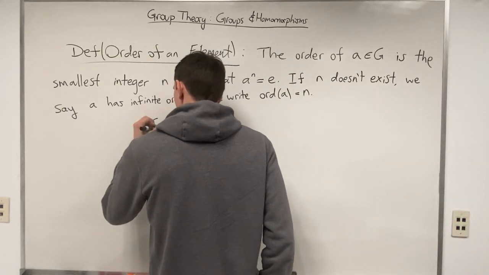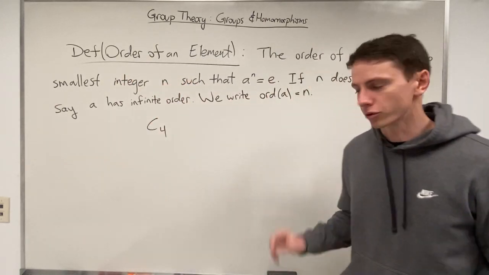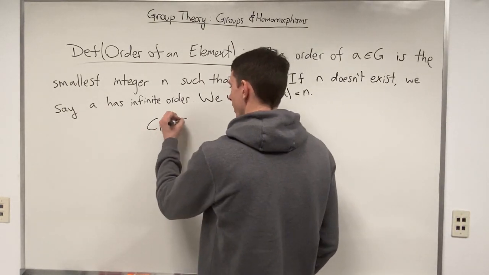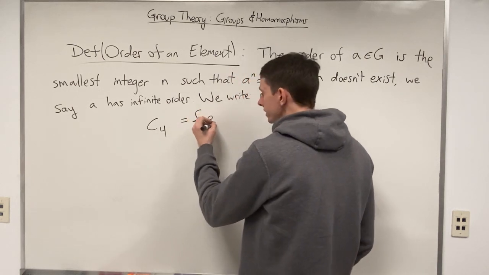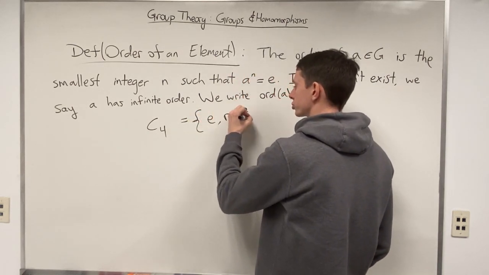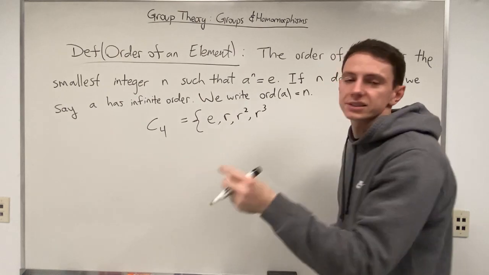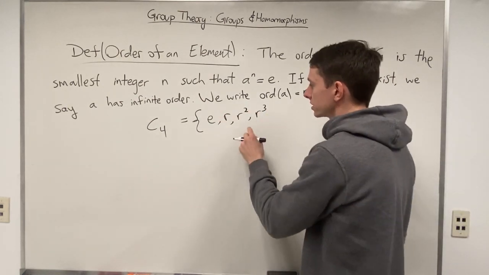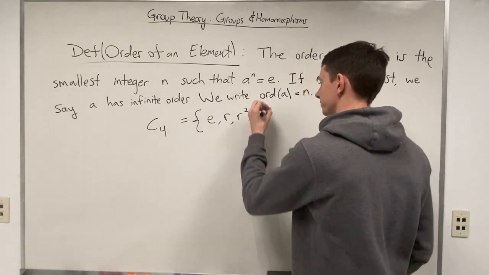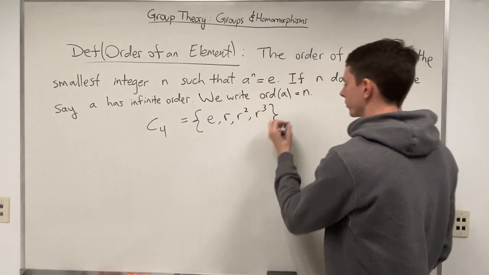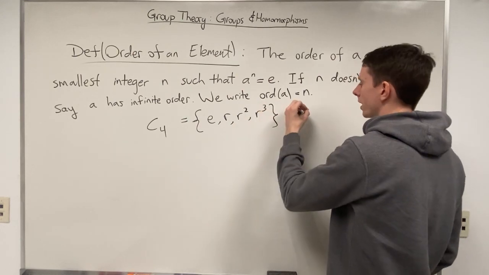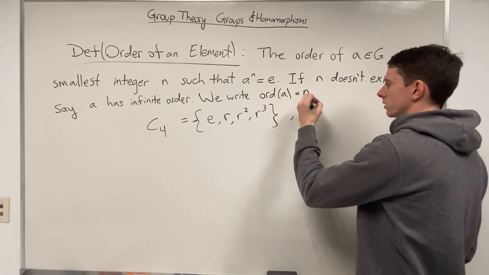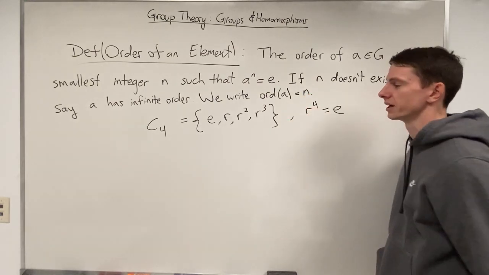So we could have any sort of cyclic group, of course, or C sub n, but if we were to look at C sub 4, that would be the group E, comma, R, comma, R squared, comma, R cubed. We can imagine these would be like the rotations of a square. We're to rotate a square by various factors of 90 degrees. And C4 would have the property that if we took this element R and applied it 4 times, we would get back to the identity.